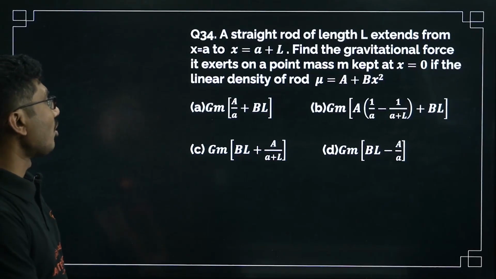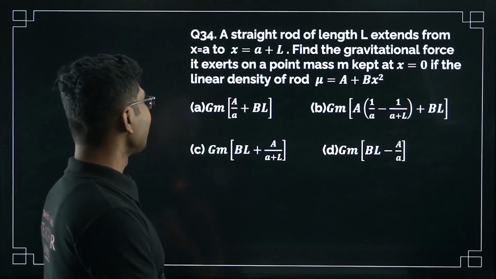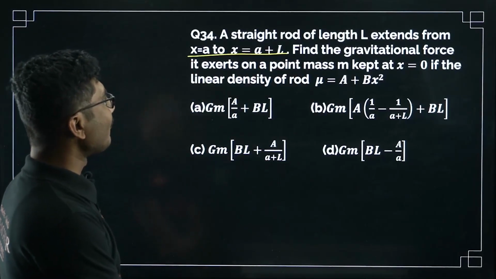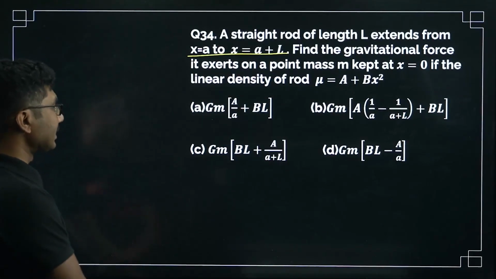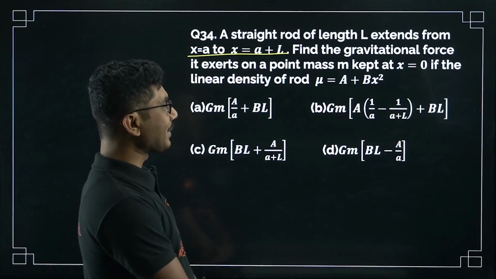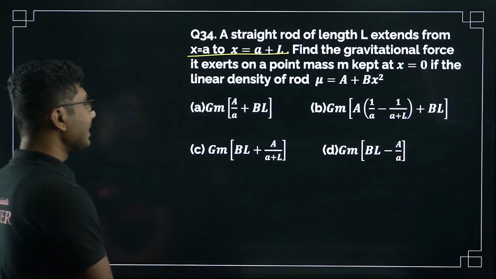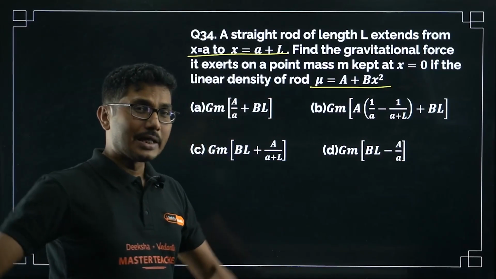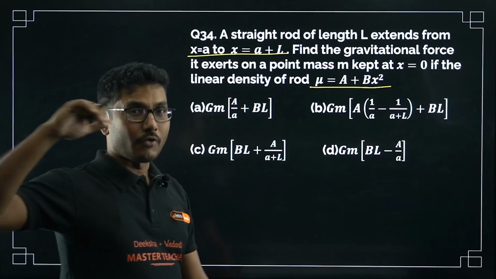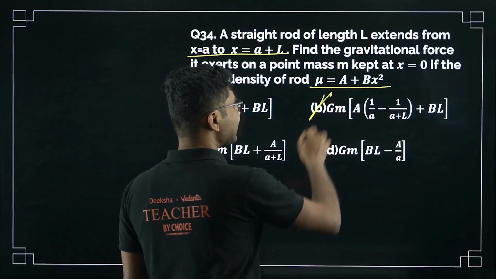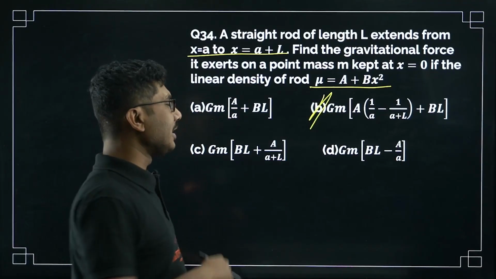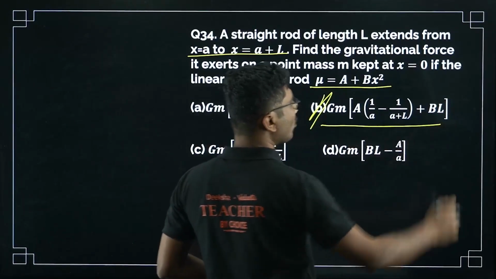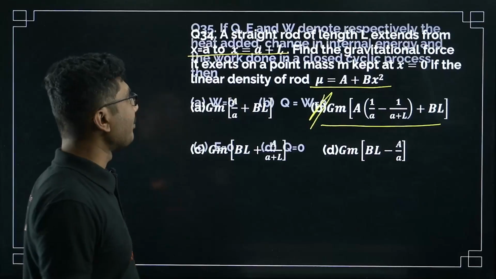A straight rod of length L extends from x equals A to x equals A plus L. Find the gravitational force it exerts on a point mass m kept at x equals 0 if the linear density of the rod is mu equals A plus B x square. This is slightly difficult for NEET level. The correct answer is this. The detailed solution is given in the PDF. You can check that out, but I will not recommend this question. This is slightly tricky, more appropriate for JEE Mains exam.